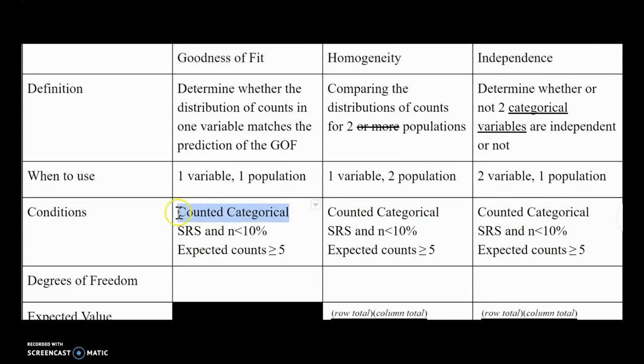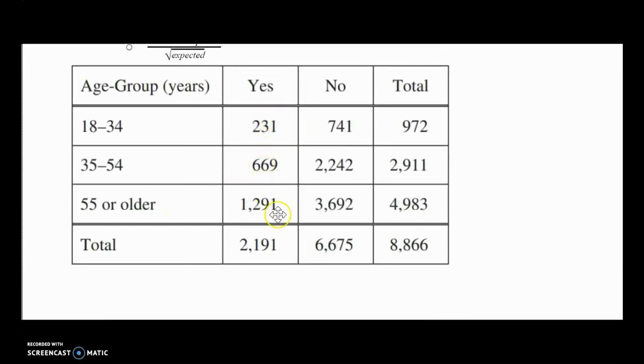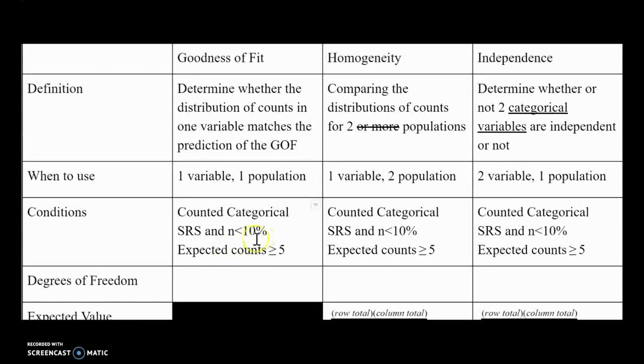What do I mean by counted categorical? If you look at the table above, you see that all these numbers are whole numbers, or integer numbers. Their values are greater than or equal to 0, and they're not decimal representations. Because how can the number of people who voted yes in the age group 18 to 34 be 224.6? You can't have a decimal value, and that's why it's counted.